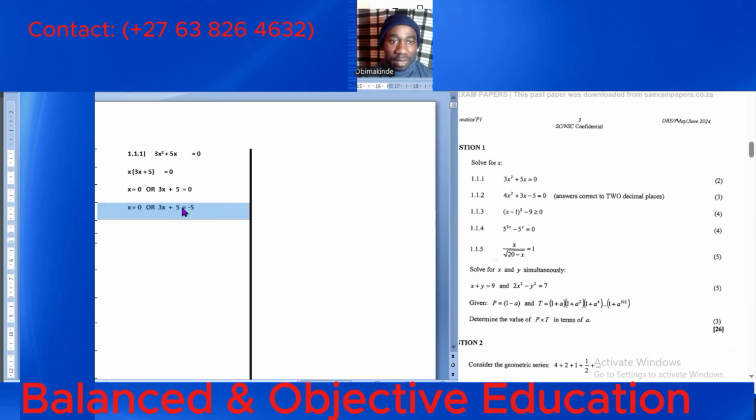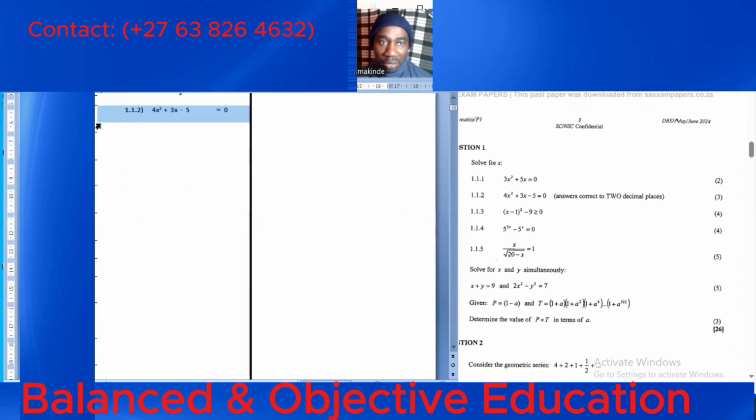So next, we make x the subject of the formula. If we make x the subject of the formula, you will see that x is equal to negative 5 over 3. That is the solution to question 1.1.1. Let's move to question 1.1.2.